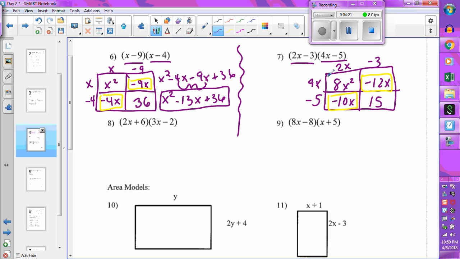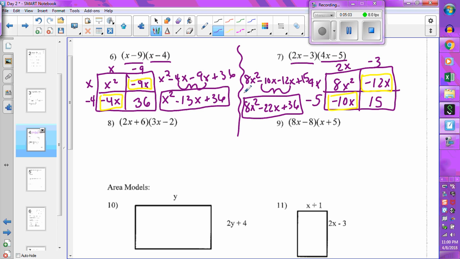What I'm going to do is write it in standard form, starting with the term that has the highest degree. So that's going to be an 8x to the second degree. I have a negative 10x, a negative 12x, and a positive 15. Remember, my negative 10x and my negative 12x, I can combine. I bring down my 8x squared. If I combine my negative 10 and my negative 12, that's going to give me a negative 22x plus 15. This is going to be my answer.